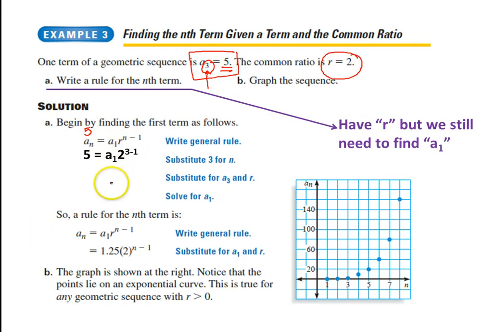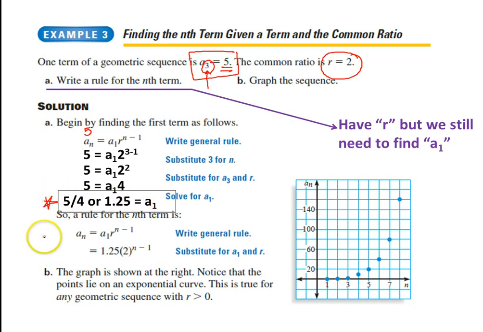Okay, so start at the top. 3 minus 1 is 2. 2 squared is 4. Then how do I find a sub 1? I need to divide by 4. So 5 fourths or 1.25. And again, what's the rule with fractions and decimals? If the decimal stops, then I'm okay with it. And in this case, it stops. It's 1.25, and that is it. But if the decimal continues, write it as a fraction. So either one is fine.